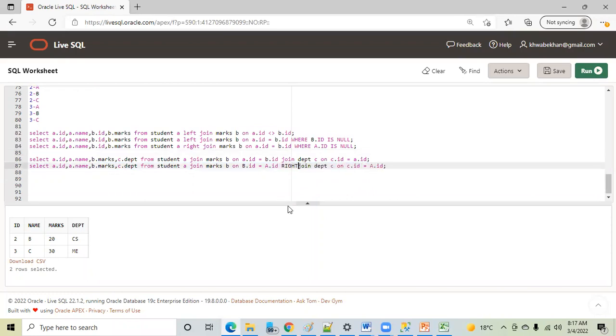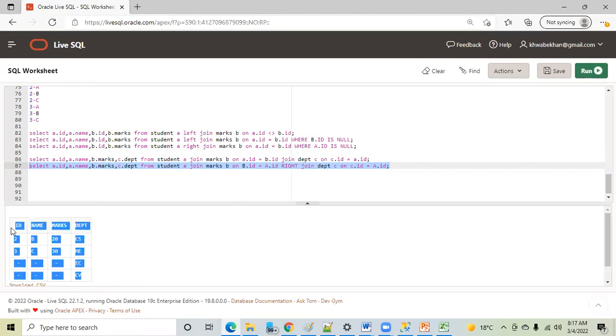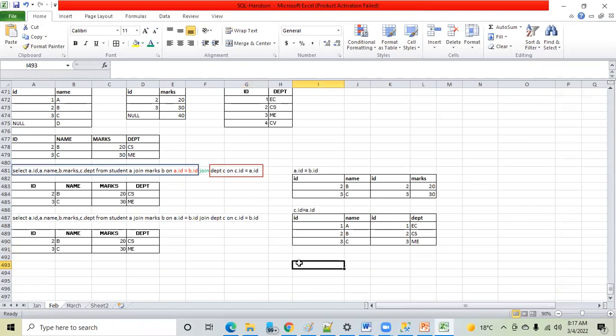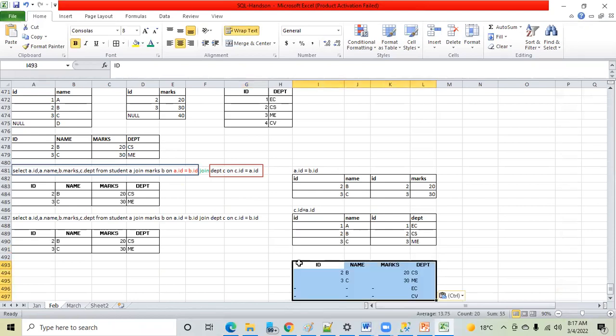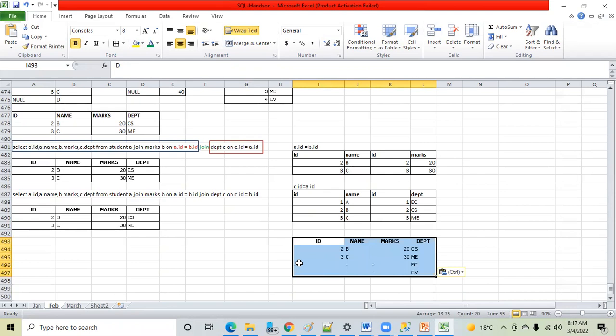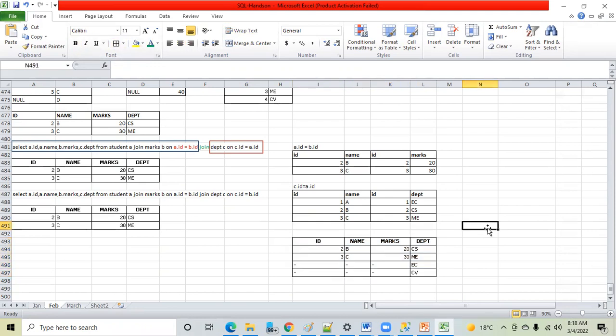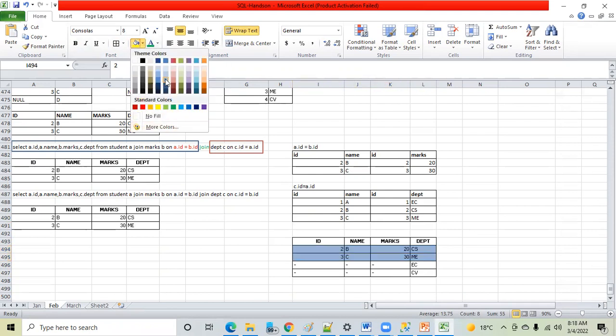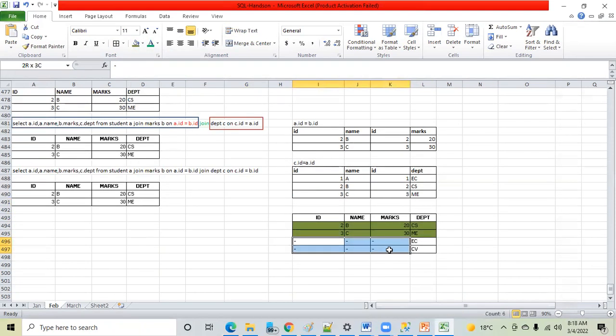I'm writing here right join department, and this is the output now. Let me test it here. This is the output. Now, this was the same as the earlier record, the one we retrieved from the previous combinations. Why did I get these extra 2 records?